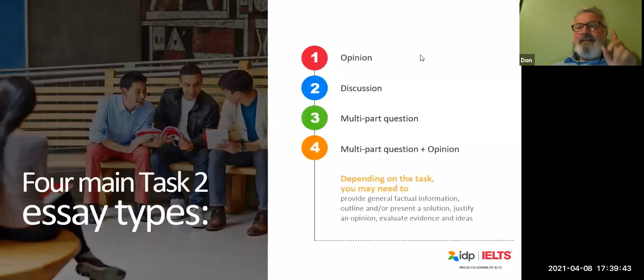Okay, now we're going to look briefly at task 2. Academic and general training task 2, as I said, are quite similar. It means giving an opinion about a statement. And this is important. There are different types of tasks in task 2, and you have to be aware of what they are. You may be simply asked for your opinion. Do you agree? You may be asked to discuss more than one opinion.